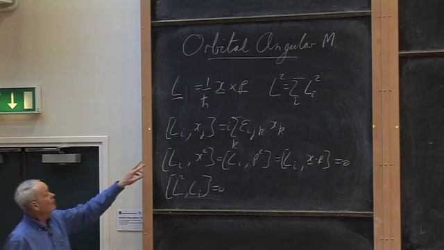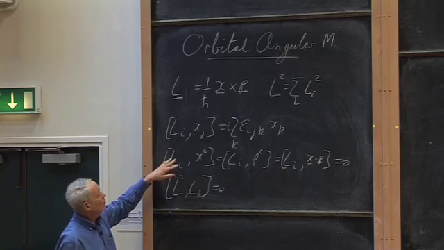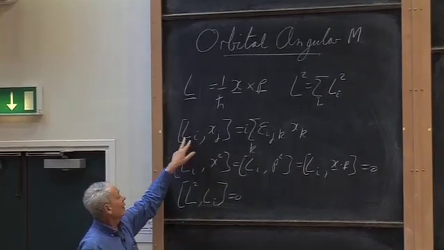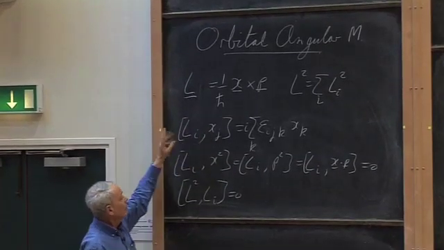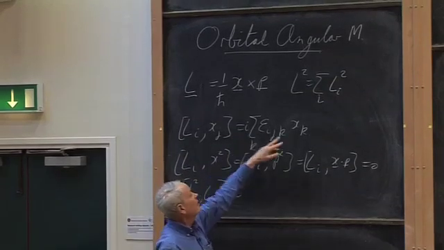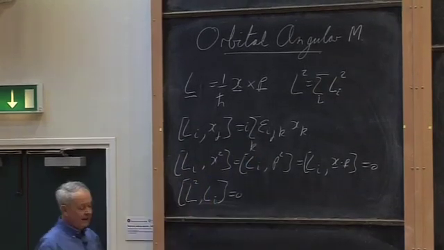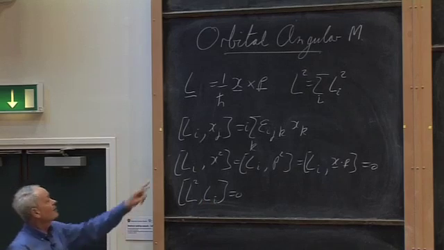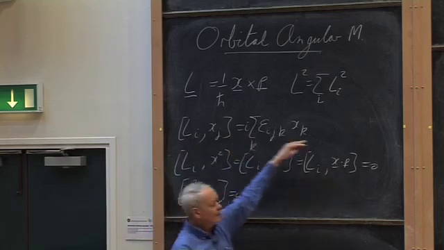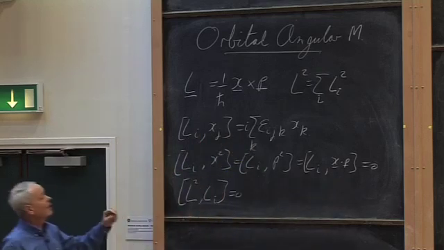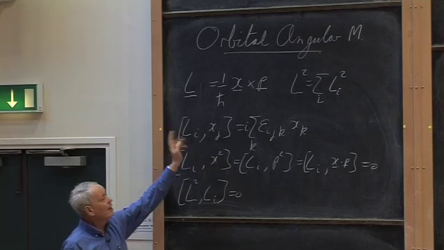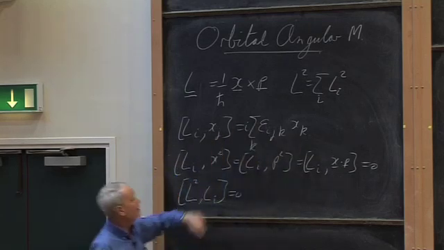Similarly, if you do a commutation of Li with Pj, I haven't written this down here, you find i times Pk times epsilon. So for example, Lx commuted with Py would be i times Pz. Basically what we're learning here is that L commuted with the component of a vector operator gives you the third vector operator in that set.